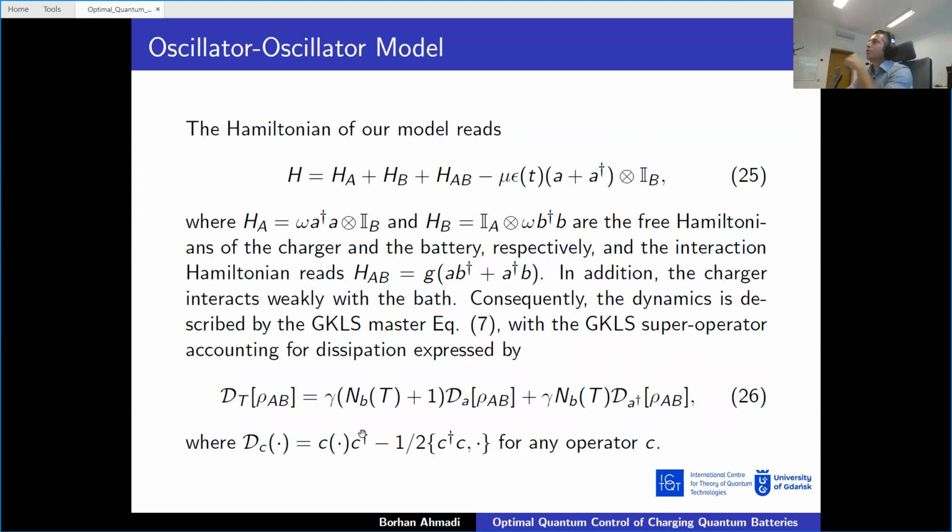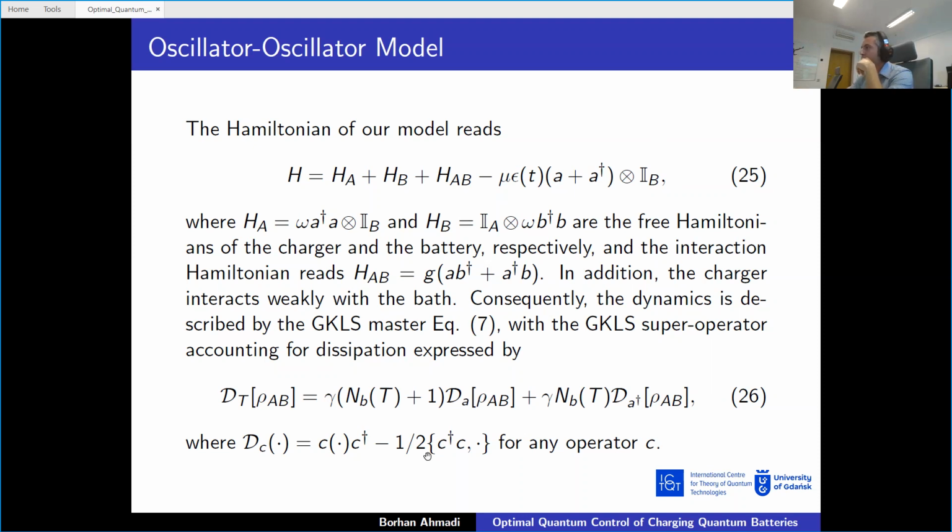Okay, I will go to the oscillator-oscillator model, which is the main result of our paper. Here we have 2 oscillators, and the Hamiltonian is given in 25. HA and HB are the Hamiltonians of the oscillators, and this is the interaction. And the evolution will also be dissipative, again like in equation 7 with this dissipator.